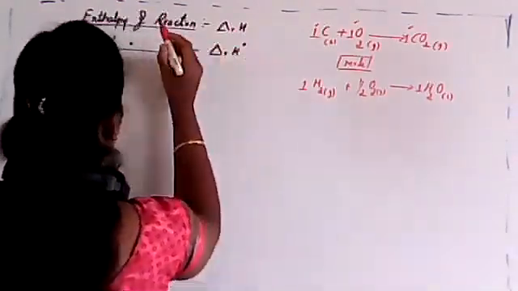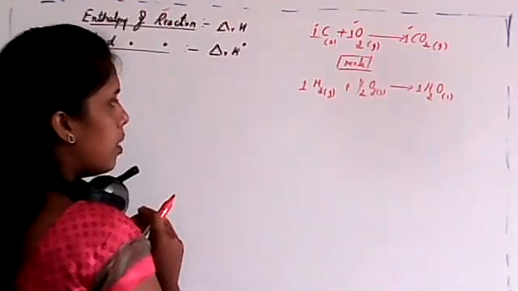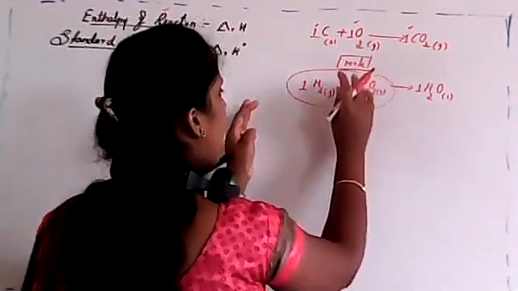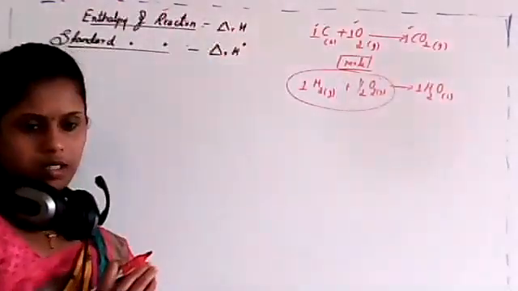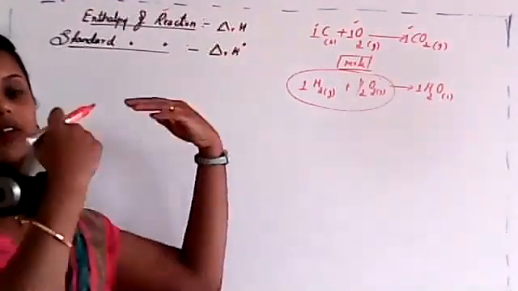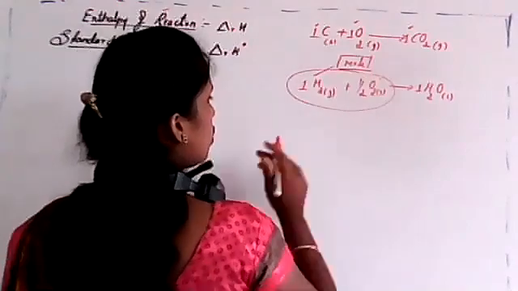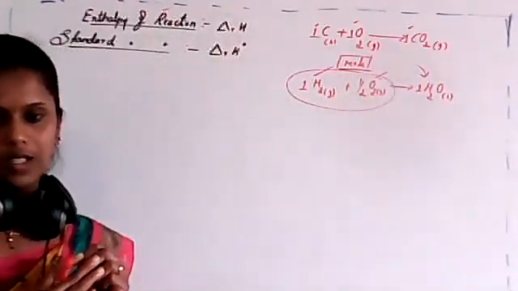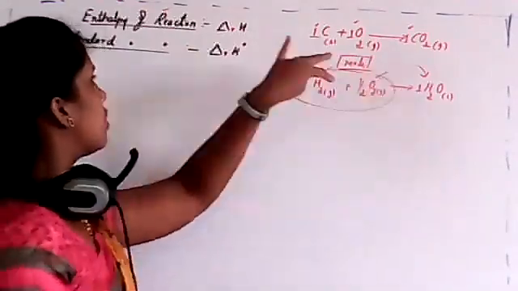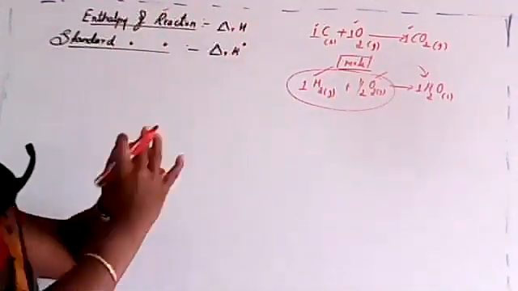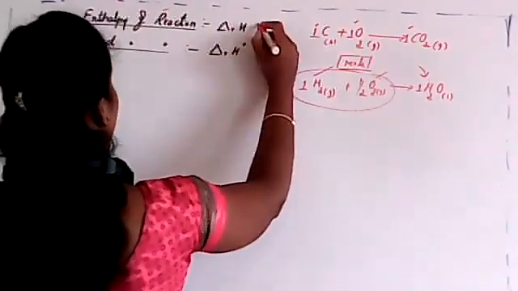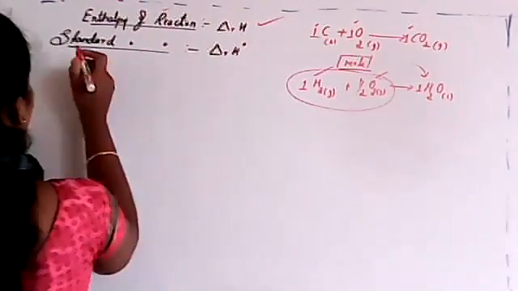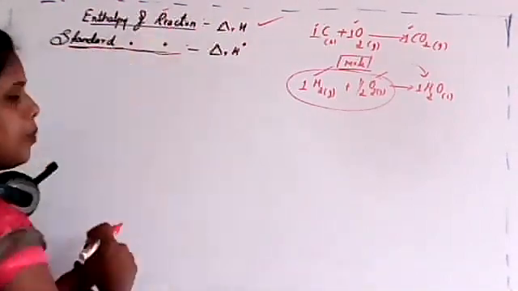So now listen, enthalpy of a reaction is nothing but the change in enthalpy that occurs when all these reactants convert into product. That means 1 mole of H2 reacts with half mole of O2 and gives 1 mole of water, isn't it? To complete this reaction, whatever energy changes or enthalpy changes occur is known as enthalpy of a reaction. So now the question arises, what do you mean by standard enthalpy of a reaction?